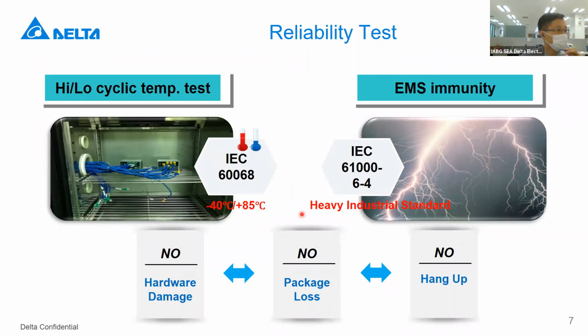Okay, so I think this is a very important difference between industrial and commercial, because commercial products don't follow standards like this. So this is, I think, the biggest difference between an industrial Ethernet switch and a commercial Ethernet switch.